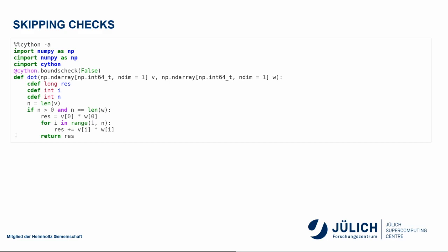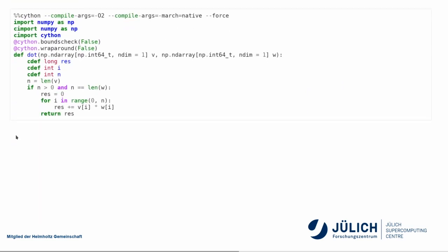One thing is I have bounds checks. So I'm actually looking for if I go over my boundaries. The other one is wraparound. And if I know that this is not happening, I can turn that off and generate even more C-like code. So here now I turned off bounds checks and wraparound.